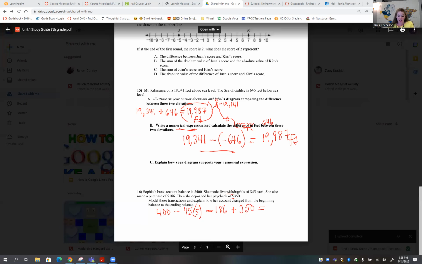And so we can just put that right into our calculator. So 400 minus, we're going to do 45 times 5. If you key it in right, your calculator will do the order of operations for you. And then finally, we're adding $350. So I'm showing her final balance is $339.